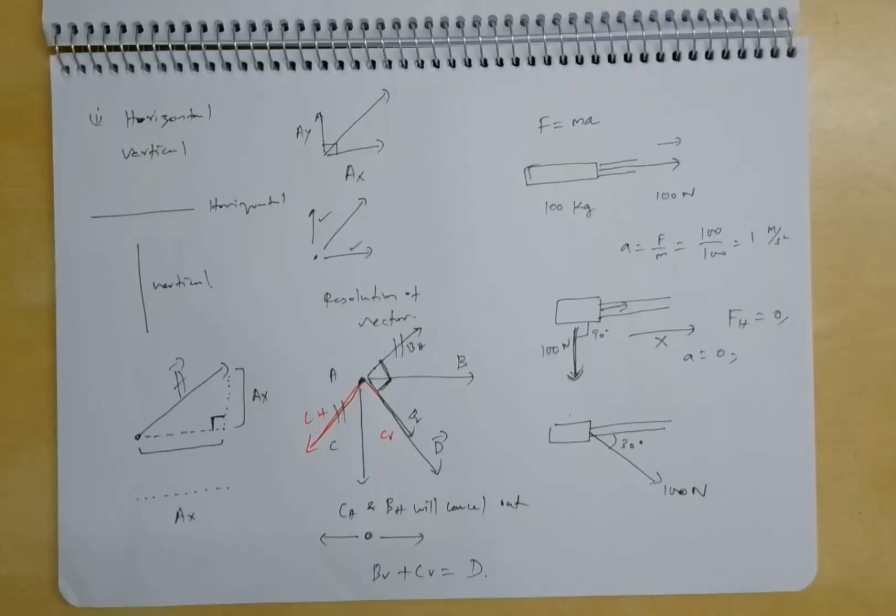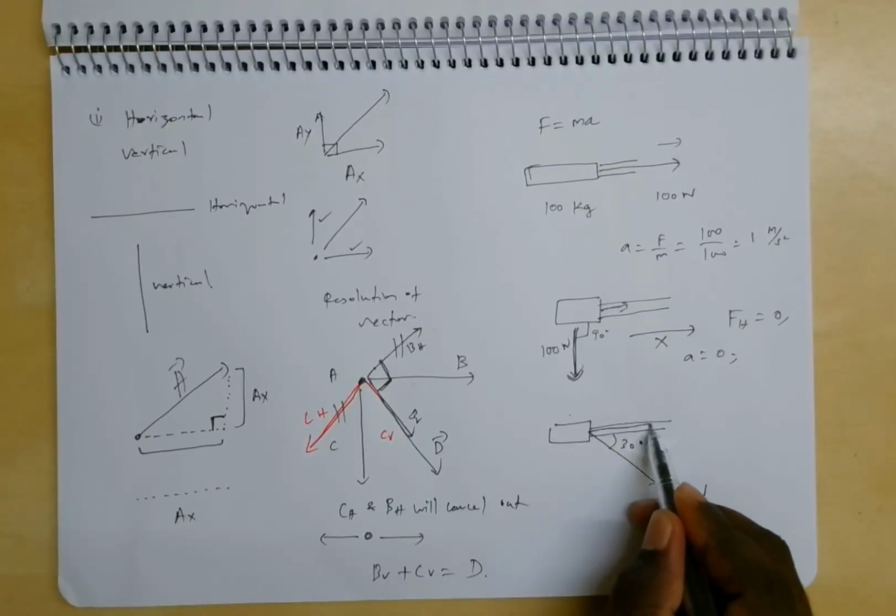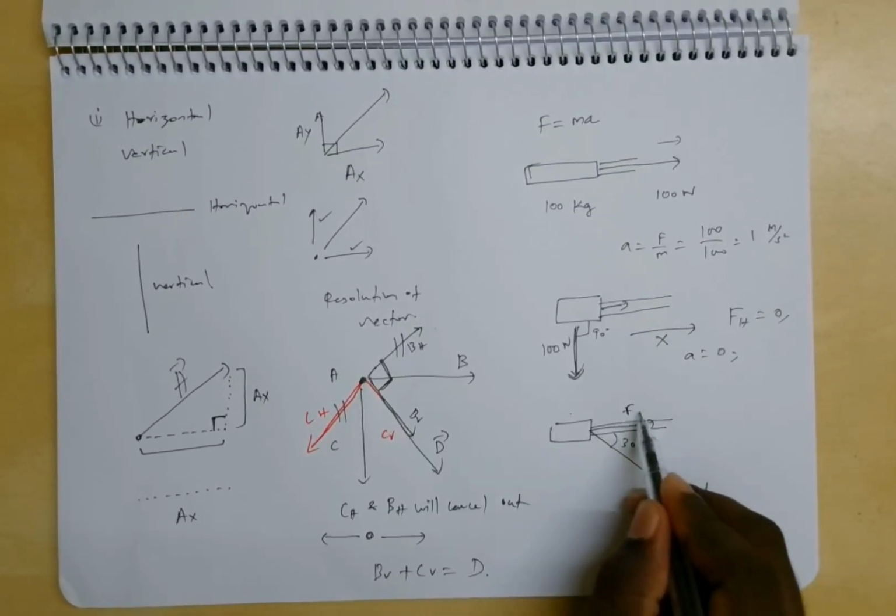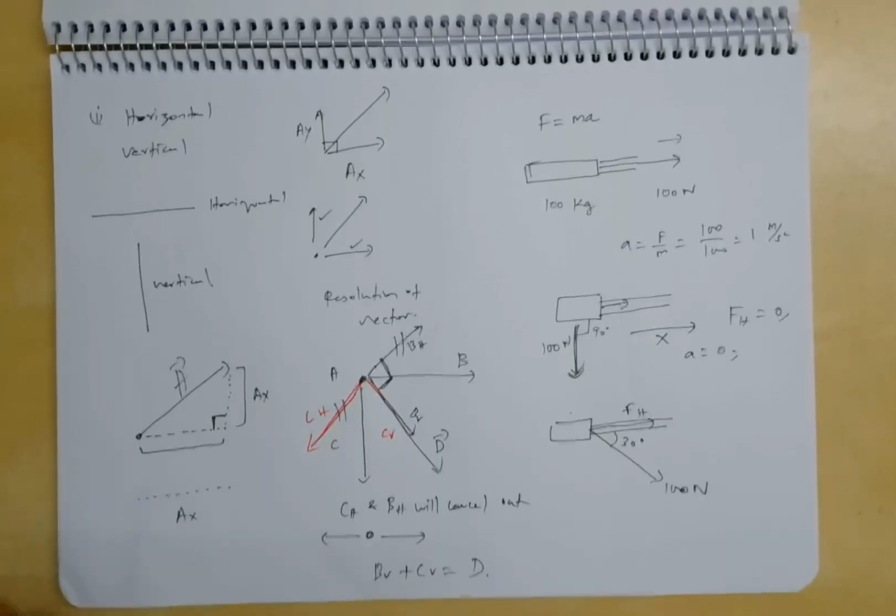Now, what is the acceleration of the train? That's the question. So first we have to find the horizontal force. How will we find the horizontal force?